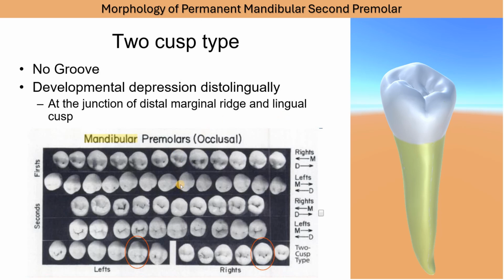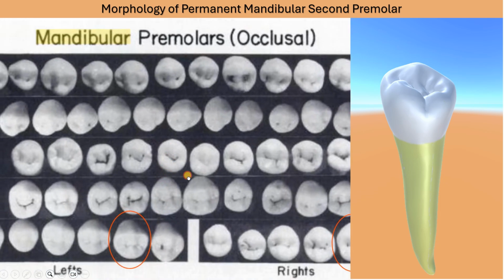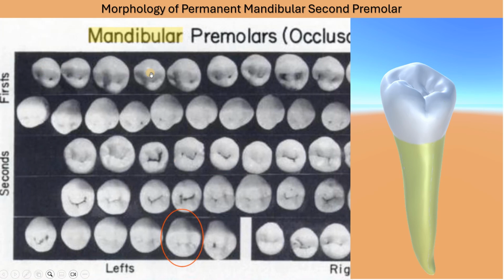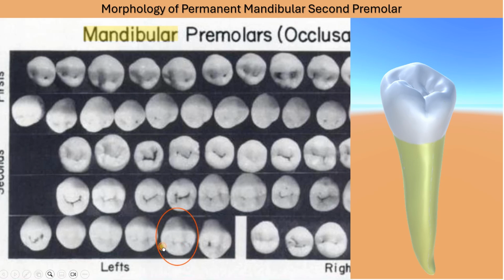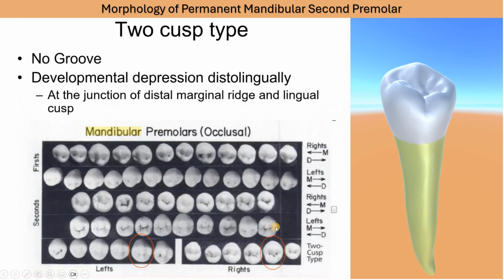Here are some examples of the teeth. So here you can see the characteristic appearances of the premolars. The first row is the first premolar, and here you have the second premolar, and the last row here is the two cusp type. You can see the characteristic Y-shaped grooves in the three cusp type, and the two cusp type does not have that Y-shaped groove pattern that you see.